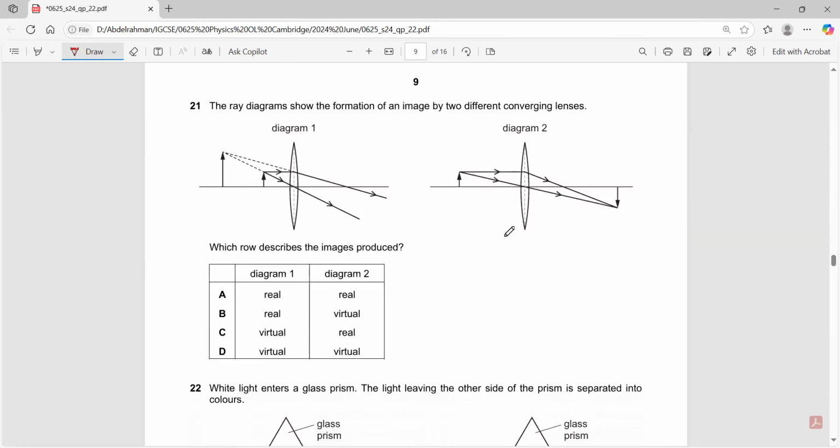The ray diagrams show the formation of an image. Which row describes the images produced? Diagram 1, is it real? No, it's virtual. Diagram 2, it is real. Yes.